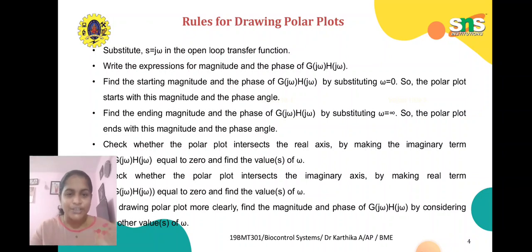Next, check whether the polar plot intersects the imaginary axis by making the real term of G(jω)H(jω) equal to 0 and find the values of ω. To draw the polar plot more clearly, find the magnitude and phase of G(jω)H(jω) by considering other values of ω. Here ω is your frequency, and we need to draw this plot on the imaginary as well as the real axis. With the help of concentric circles and radial lines, we can draw the magnitude as well as phase to analyze the stability of a control system.